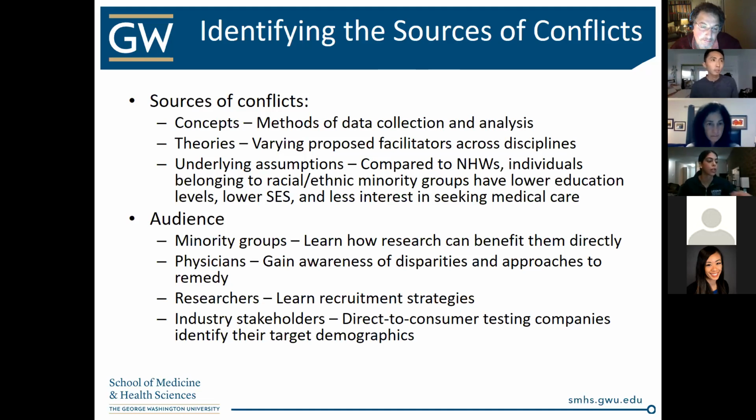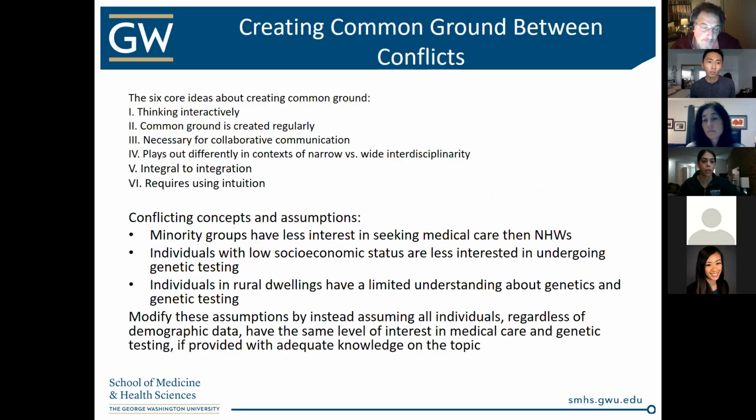And then just another underlying assumption here is that compared to non-Hispanic whites, individuals in racial or ethnic minority groups tend to have lower education levels, lower socioeconomic status, and less interest in seeking medical care. So again, here I just discussed the assumptions that minority groups are thought to be less interested in medical care, less interested in undergoing testing, and just have a limited understanding of genetics and genetic testing. So I think that we should modify this assumption and instead assume that everyone, regardless of their demographic data, has the same level of interest in medical care and in genetic testing, as long as they're provided with adequate knowledge on the topic.